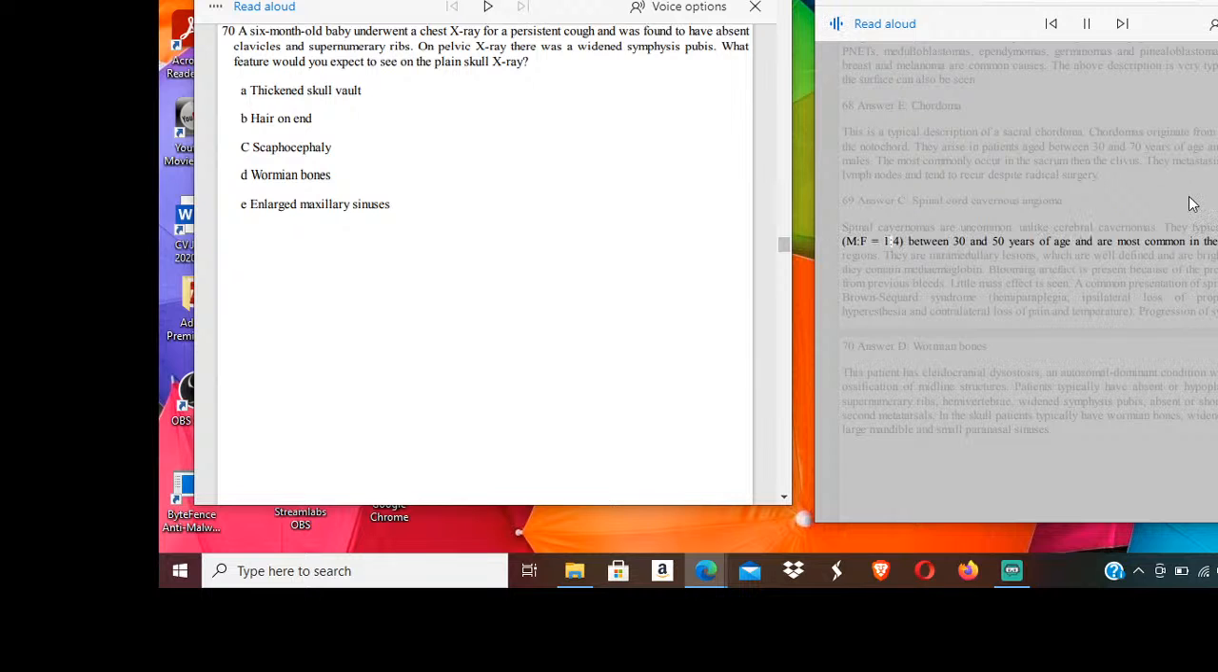Female to male ratio is 4:1, between 30 and 50 years of age, and they are most common in the cervical and thoracic regions. They are intramedullary lesions, which are well-defined and are bright on both T1 and T2 as they contain methemoglobin. Blooming artifact is present because of the presence of hemosiderin from previous bleeds. Little mass effect is seen. A common presentation of spinal cavernomas is with Brown-Séquard syndrome: hemiparaplegia, ipsilateral loss of proprioceptive sensation, hyperesthesia, and contralateral loss of pain and temperature. Progression of symptoms is common.